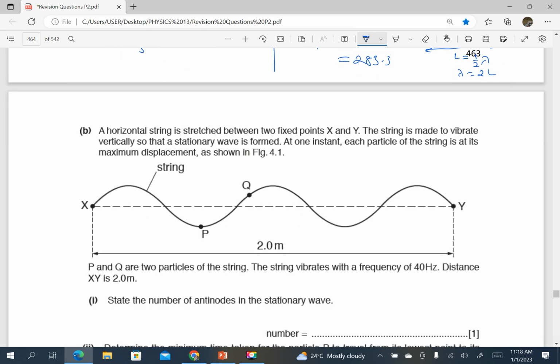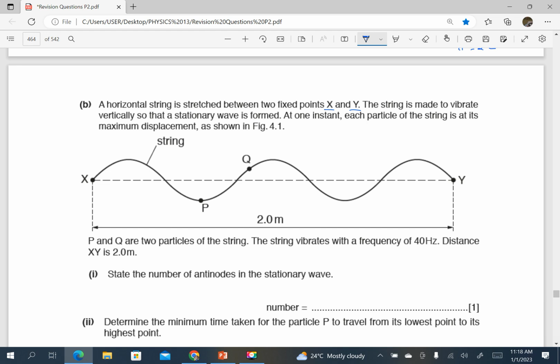A horizontal string is stretched between two fixed points X and Y. The string is made to vibrate vertically so that a stationary wave is formed. At one instant, each particle of the string is at its maximum displacement as shown in the figure. So at this point, each particle is at its maximum displacement. Remember, the particles do not have the same maximum displacement. So I'll draw another envelope. Because we are used to these loops when answering these questions, they guide us so much.